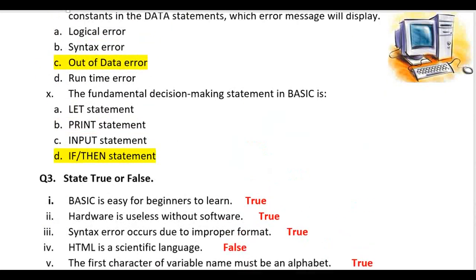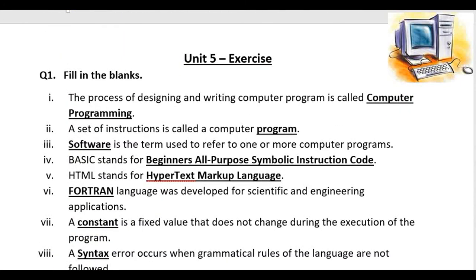So this was the exercise of unit 5, that is computer programming.